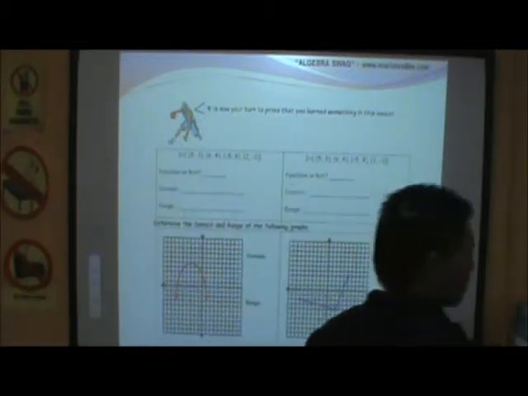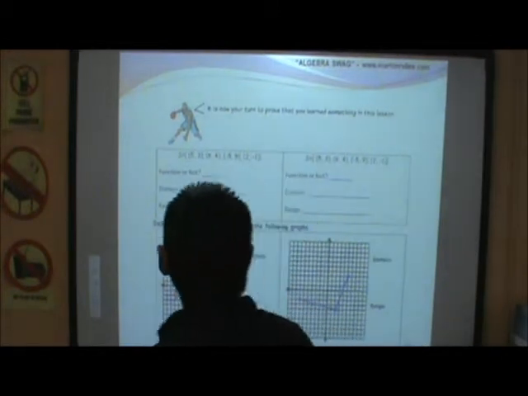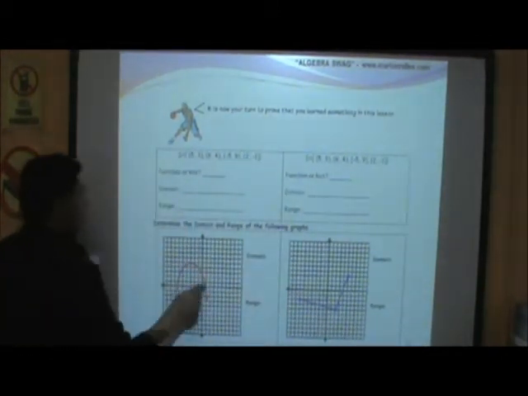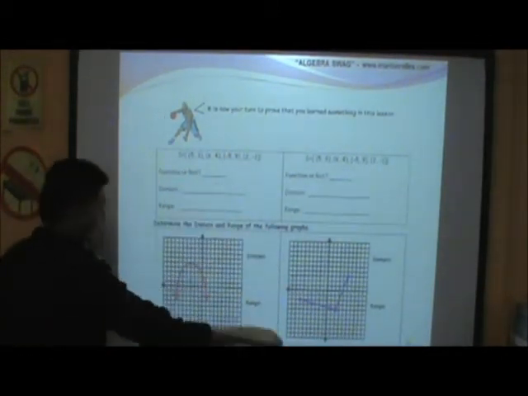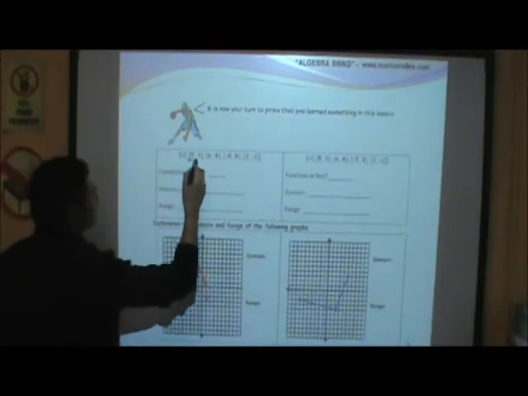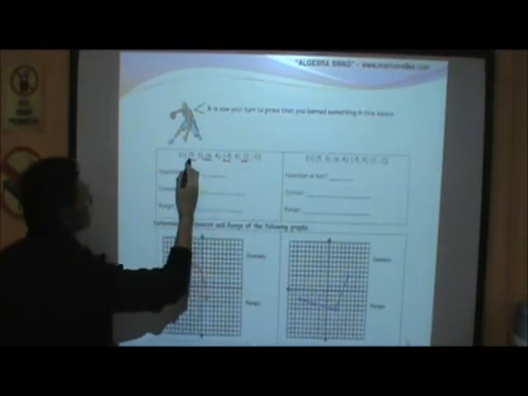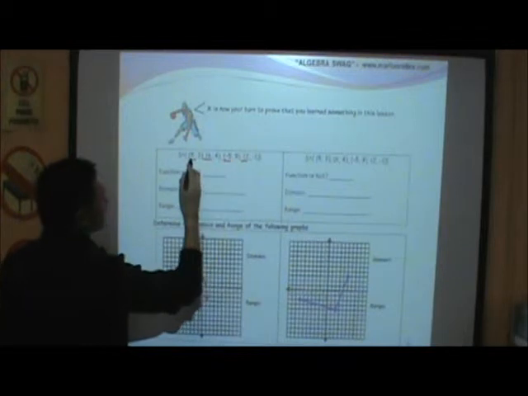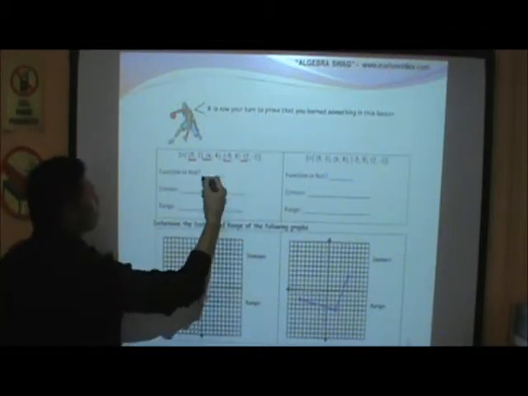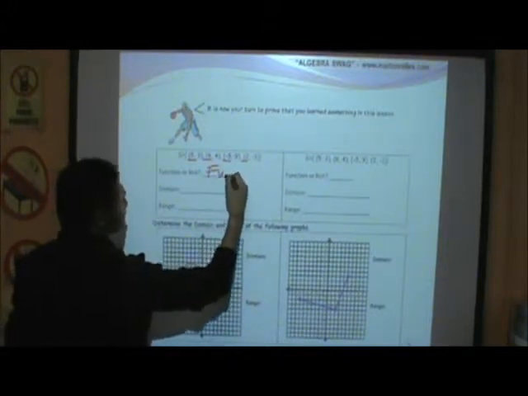Let's try this. Okay. So first, before we answer if it's a function or not, let's underline the x values first. Now, are the x values repeated? So we got 5, 6, -5. So no. So that's why yes, it is a function.